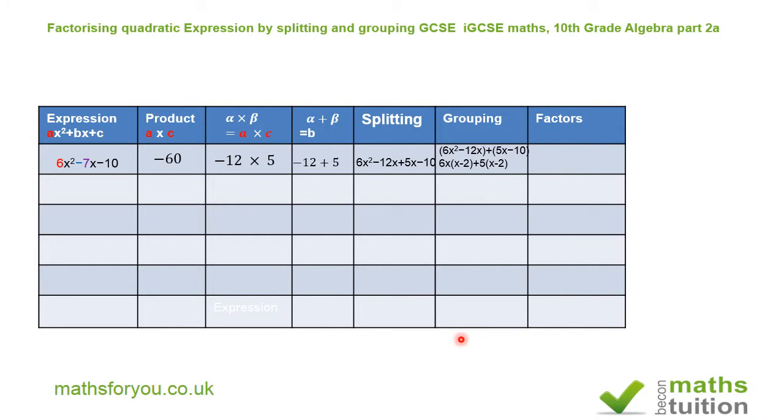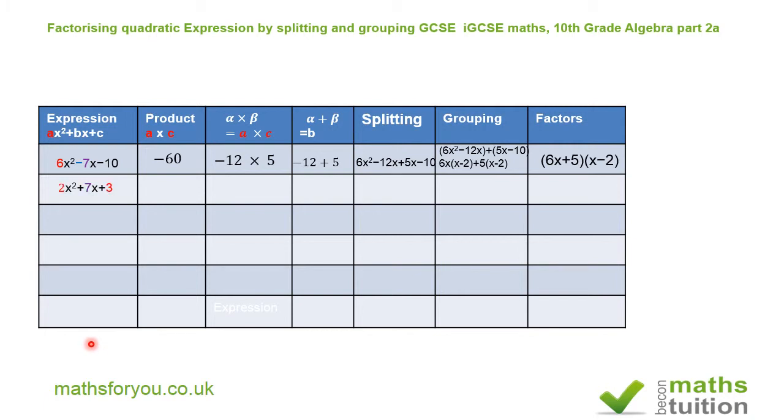Now when I factorize, I get 6x into x minus 2 plus 5 into x minus 2. Now note that x minus 2 is a common factor for both groups. So the final answer for the factors of 6x squared minus 7x minus 10 then becomes 6x plus 5 into x minus 2.